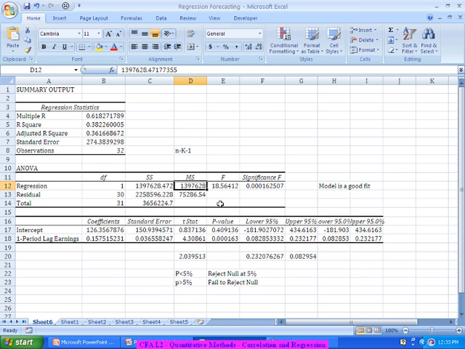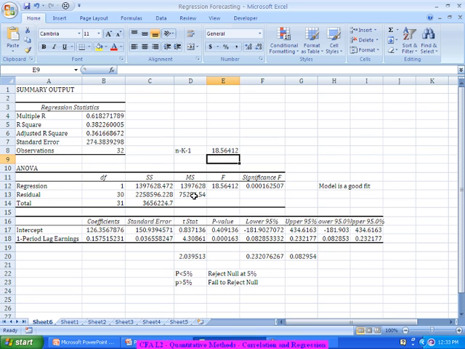Now to arrive at my mean sum of squares, I am doing 1397 divided by 1 and 22,000 divided by 30. So this is the mean sum of squares for regression. This is the mean sum of squares for residual. Then I am doing an F-test. The F-test is nothing but the variance of the first one divided by the variance of the second one. So I am taking 1397 divided by 75,000, which is giving me 18.56.